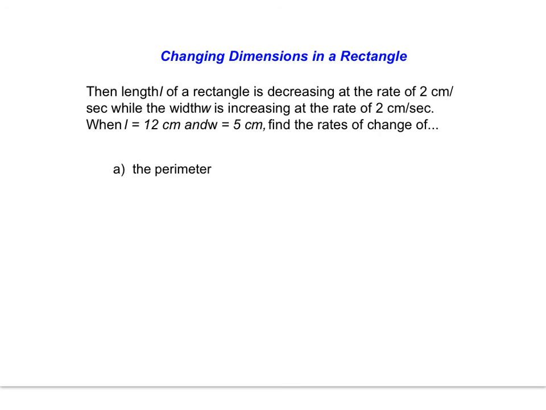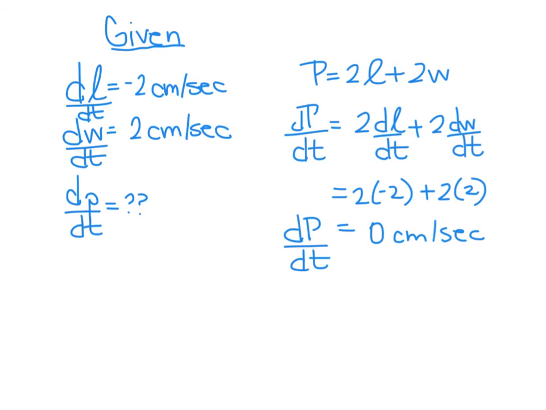Now using the same values, would you find the rate of change of perimeter? So pause the video and answer the question. So here's my work. Again, this is the given information. Here's my perimeter formula. I take the derivative and I end up with 0 centimeters per second.